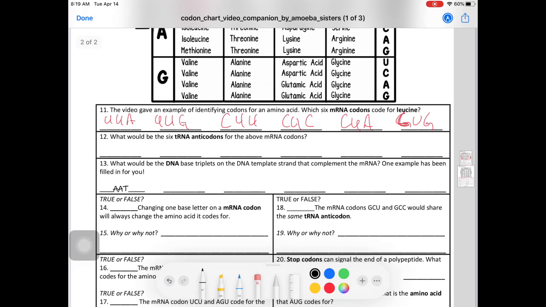So what pairs with U? A. A pairs with U, because there's no T's. Then I'm going this UUG. It's going to be AAC. G, U's pair with A's, G, A, G, G, A, U, G, A, that should be a C.